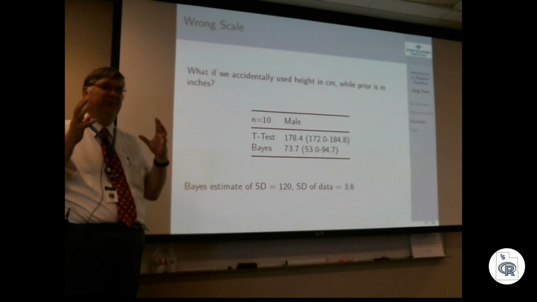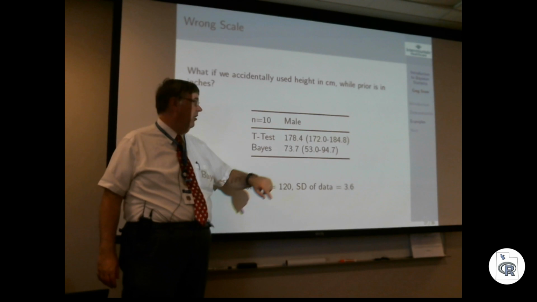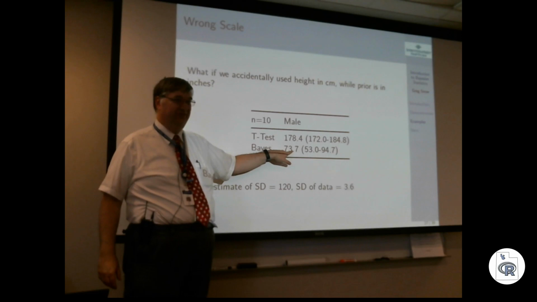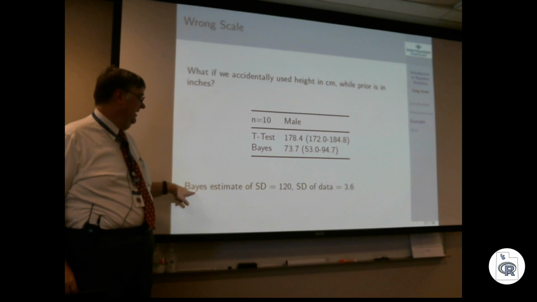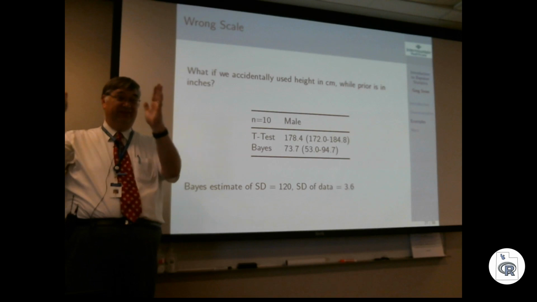Well, the t-test is just happy and oblivious. It doesn't know anything about the prior information. It says the average height is 178.4, but that's in centimeters. If I try to interpret that as inches, that is really, really tall. The Bayes one, you can see, actually pulled it back to 73.7, but gave a really wide confidence interval. And the Bayesian estimate of the standard deviation is 120, whereas the actual standard deviation of the data was 3.6. So you can see it said, how can I reconcile this prior that's over here and this data that's over here?